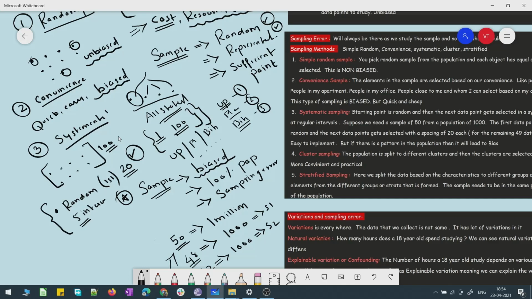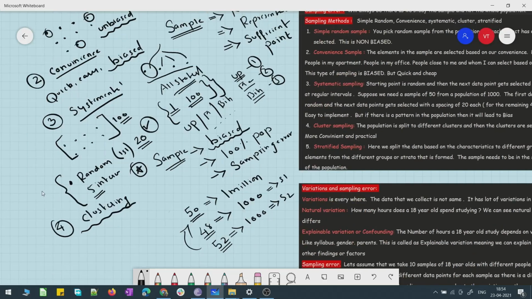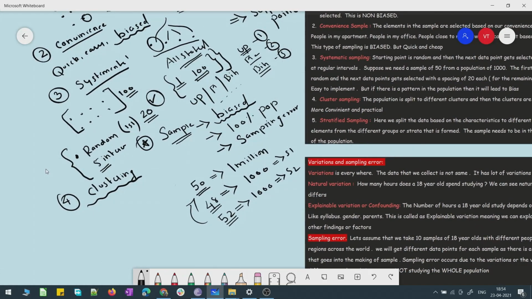And the fourth method that we have here is clustering, which is most commonly used, I would say, more prevalent when you start forming a sample. Here we form different clusters: C1, C2, C3, C4, C5, C6. After I form the clusters, I randomly pick any of the clusters. Probably I would end up picking cluster C2 and cluster C6.